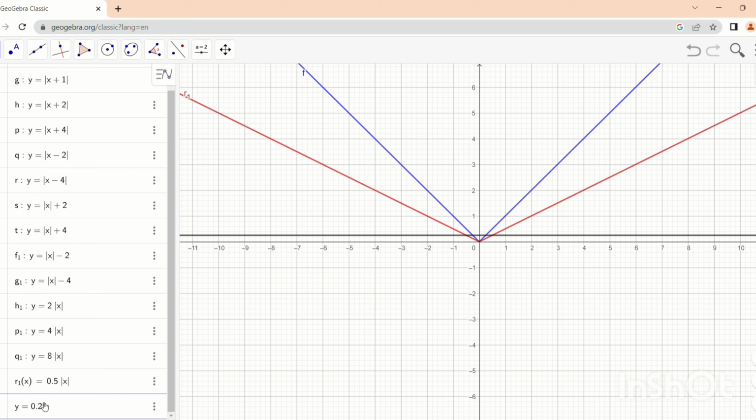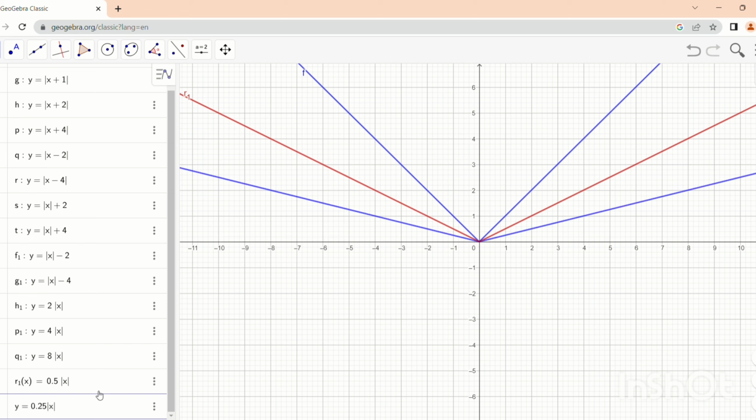Now let us see the case where there is a horizontal shrink. When you give y equals absolute value of 2x, where 2 is inside the vertical bars. So this is the case when a is negative. When a is negative, say y equals minus 2 absolute value of x, in that case you can see it gets reflected below the x-axis. Now look at these cases.